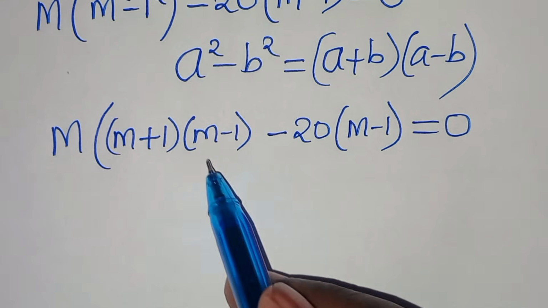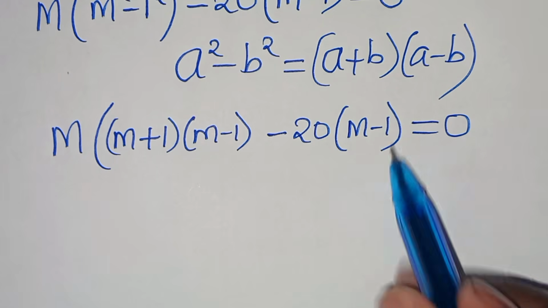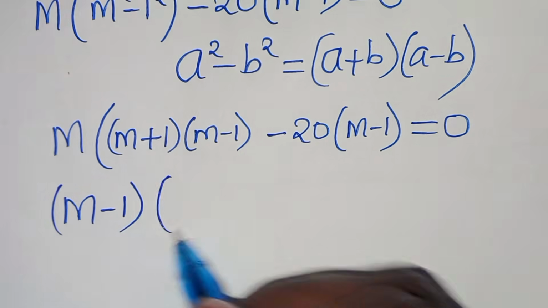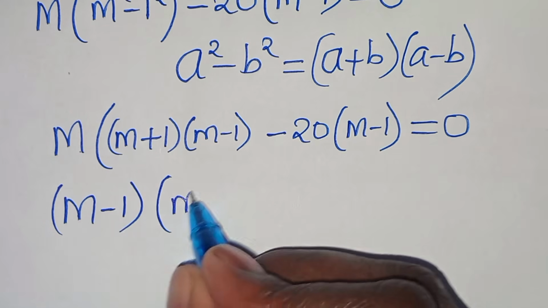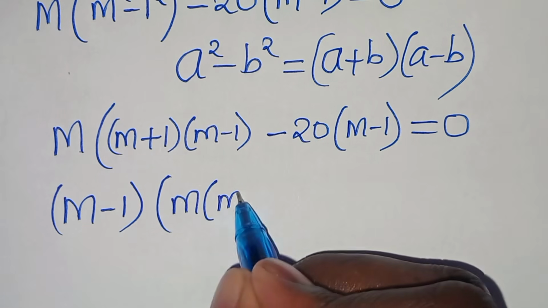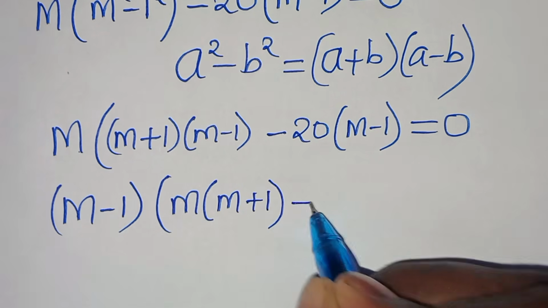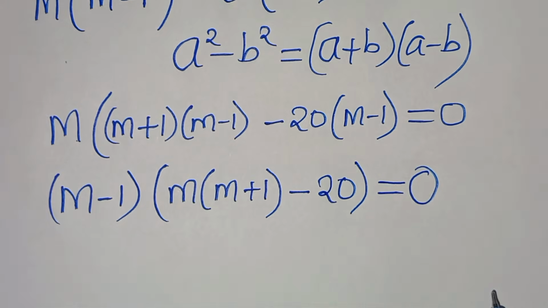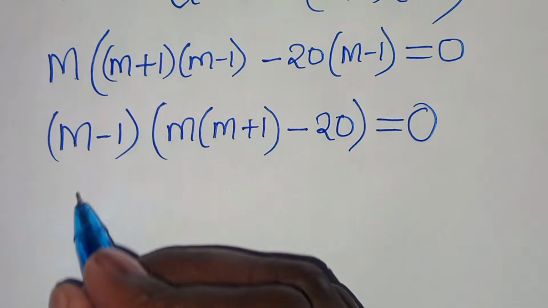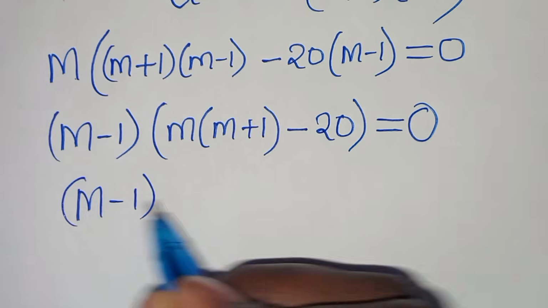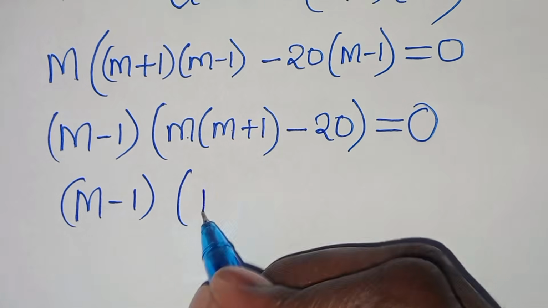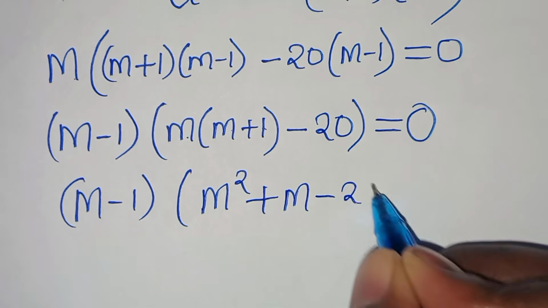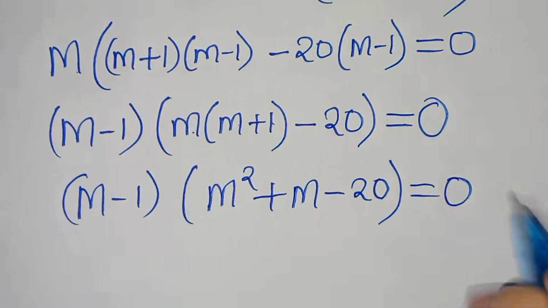Now, if we check here, m minus 1 and m minus 1 is common. So we factor out m minus 1 in the parentheses. This is m multiplied by m plus 1, subtract 20. Close the parentheses. This is equal to 0. So this is m minus 1. Here we have m times m, which is m to the power of 2. Then plus m times 1. This is m minus 20. This is equal to 0.